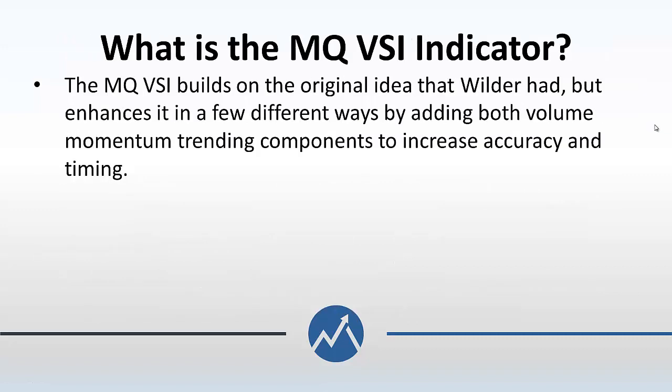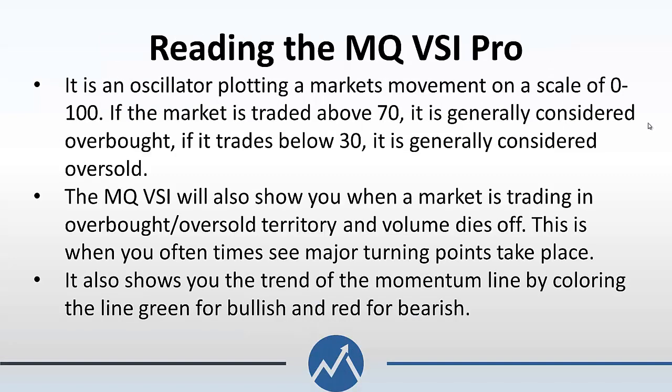Alrighty. Now, the VSI, what we've done with this is we took that simple concept, and we took that original idea that Wilder had, but we enhanced it. And we added both a volume and a momentum trending component to it to help increase the accuracy of the timing. So if you think about it, the VSI Pro, when we're reading this indicator, this tool, it's an oscillator plotting a market's movement on a scale of 0 to 100. If the market, traditionally speaking, is trading above 70, it's considered overbought. If it trades below 30, it's considered oversold.